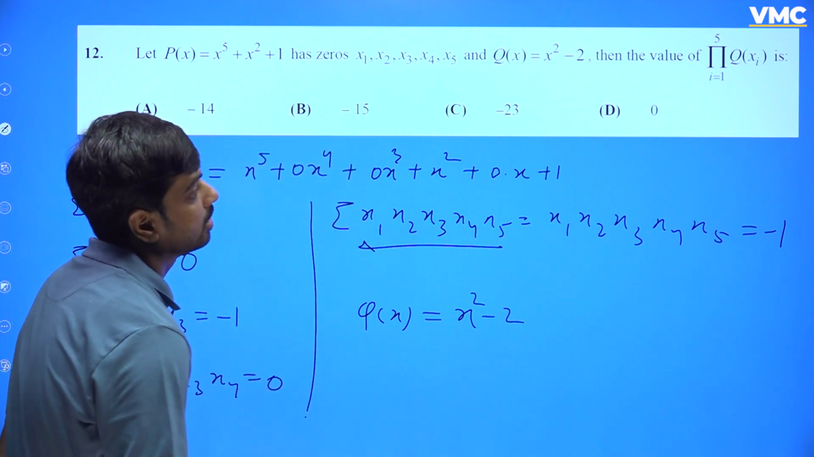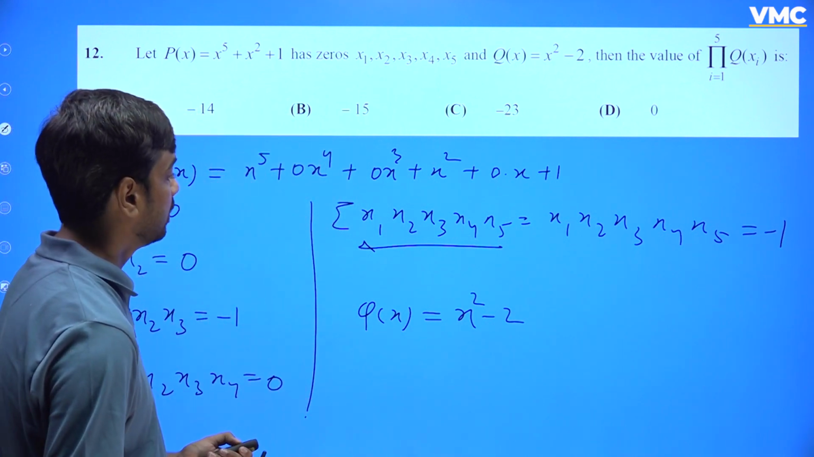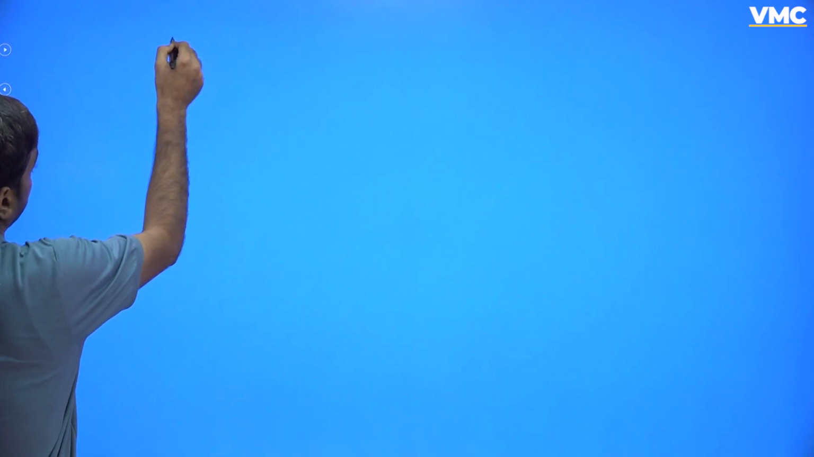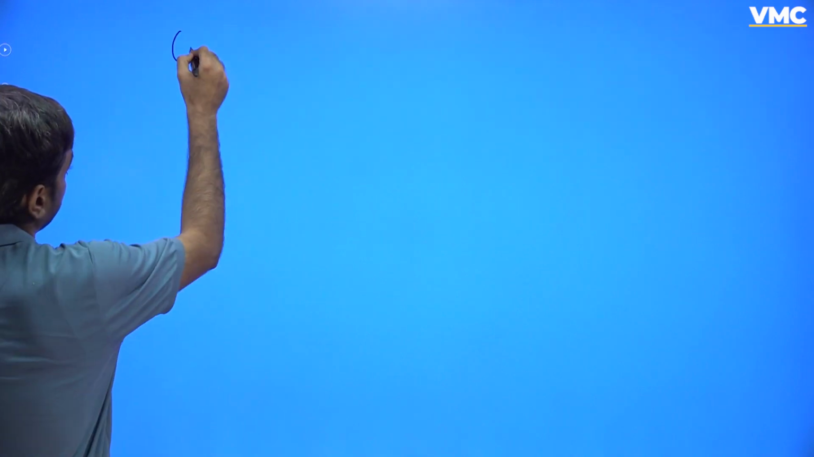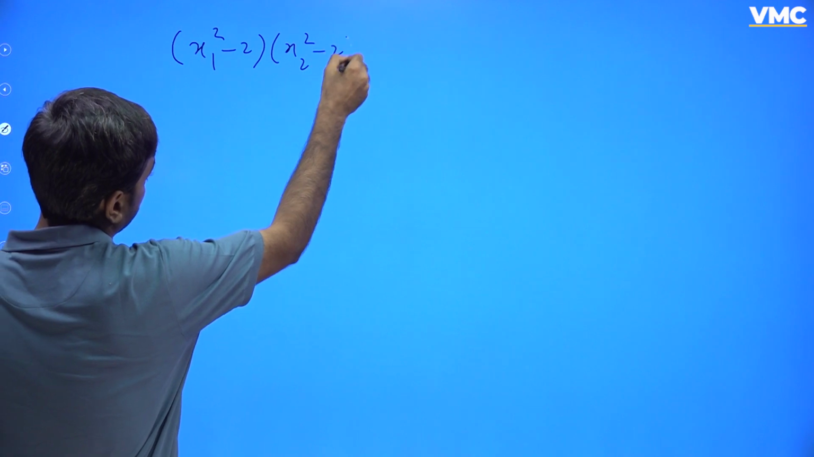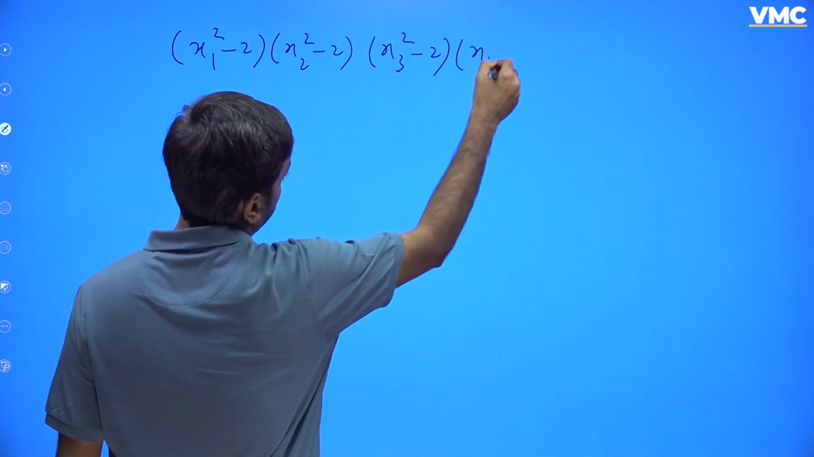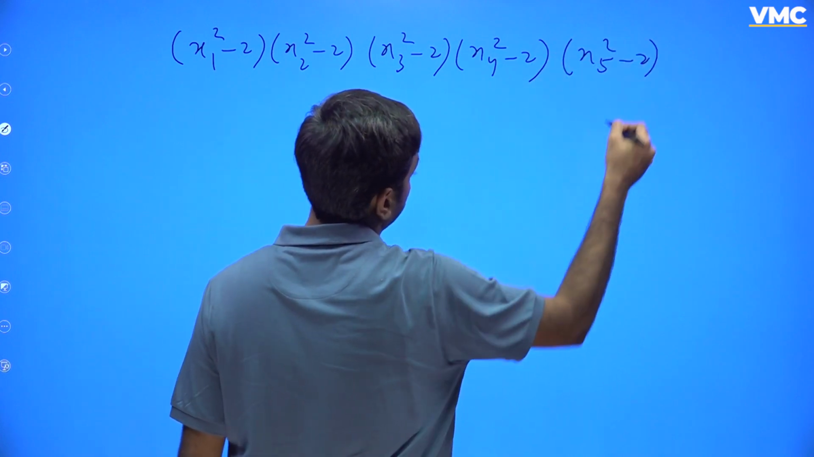Now we have another, we have q(x) is equal to x square minus 2, and we have to find the product of q(xi), i goes from 1 to 5. So actually what we have to find out is x1 square minus 2, x2 square minus 2, x3 square minus 2, x4 square minus 2, x5 square minus 2.